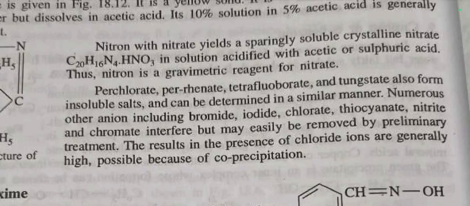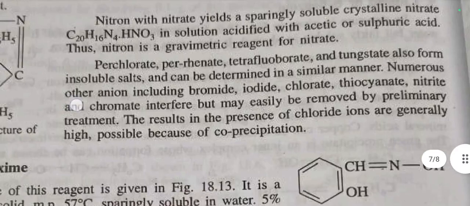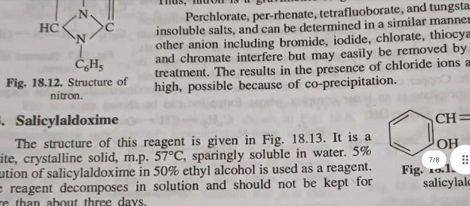Perchlorate, perrhenate, tetrafluoroborate, and tungstate also form insoluble salts and can be determined in a similar manner. Numerous other anions including bromide, iodide, chlorate, thiocyanate, nitrite, and chromate interfere but may easily be removed by preliminary treatment. The results in the presence of chloride ions are generally high, possibly because of co-precipitation.